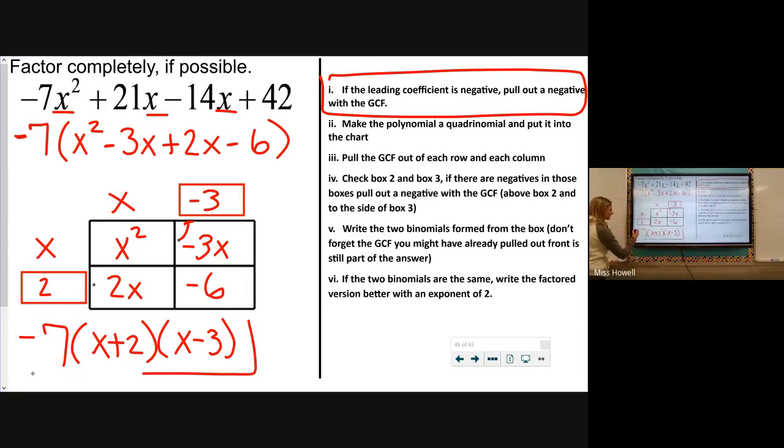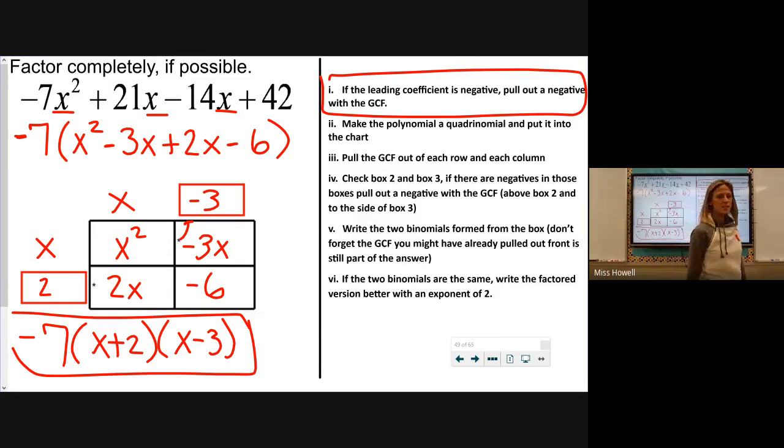All right, good final, factored version, a -7 times x plus 2 times an x plus 3.